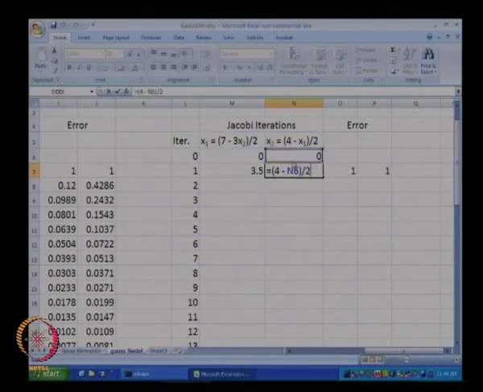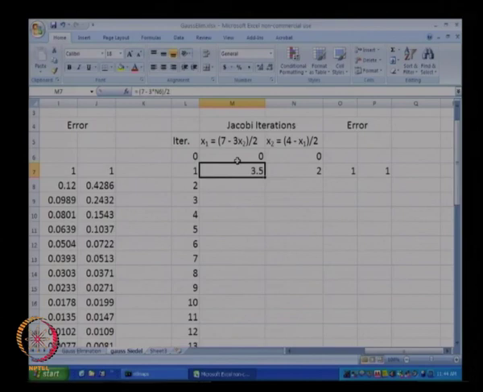As I move my mouse along, you can see this blue color square moving, and as the blue color square is moving, this particular formula is changing. So I will move this blue color square from the new value of x1 to the old value of x1, and that should give me the Jacobi iteration. Okay, and I will click enter, and this is the result from the Jacobi iteration.